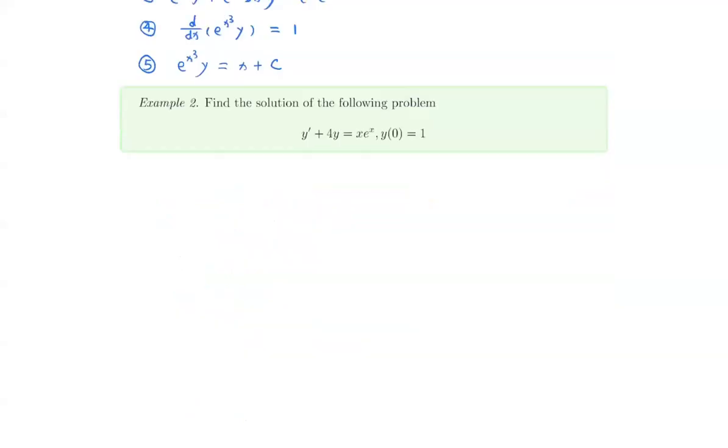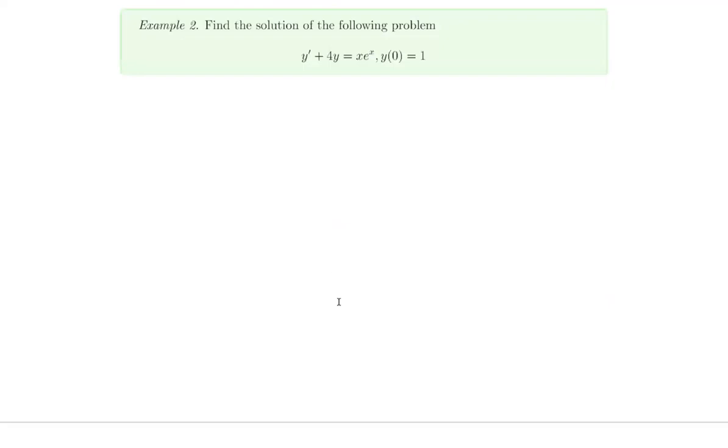Example 2, I want you to find the solution of the following problem. For this question, I want you to try it yourself. I'll give you, let's say, 5 to 8 minutes to work on this and we'll take it up, okay?